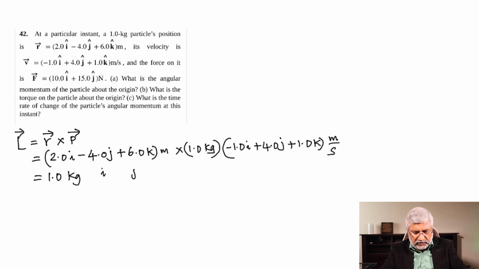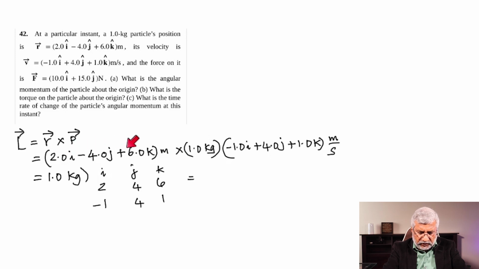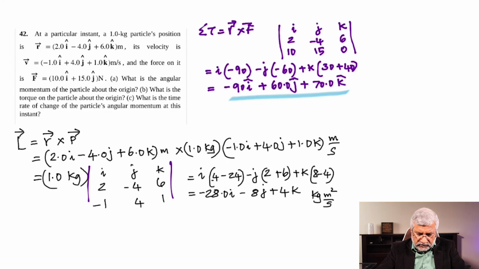So I've taken out the mass and I have ijk here, and then 2, -4, and 6. I hope I don't forget the -4, because it's -4. All right, so when you put the 2, -4, and 6, and then this one is -1, 4, 1. See that? And then I hope you know how to do this.